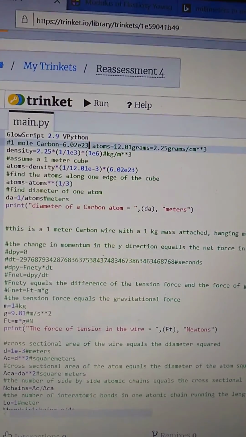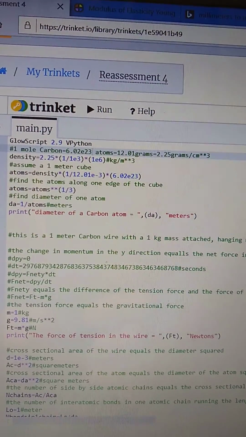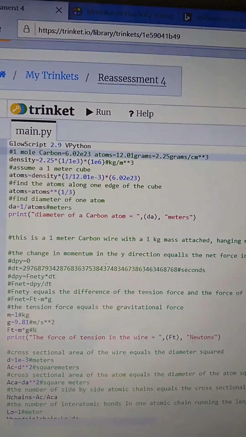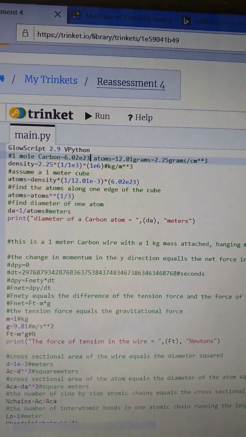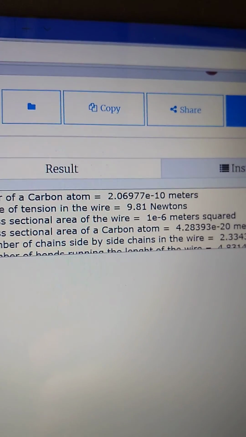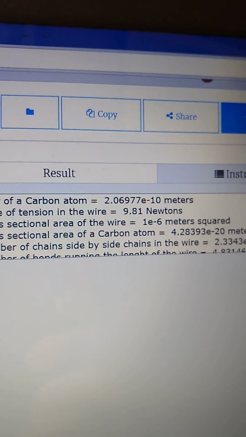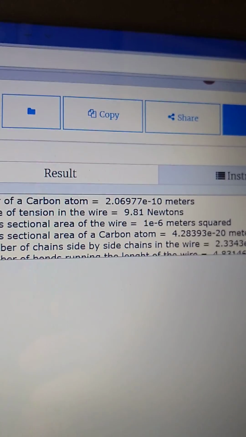So the first paragraph is the calculation of the diameter of one carbon atom, and it's 2.069 times 10 to the negative 10 meters.